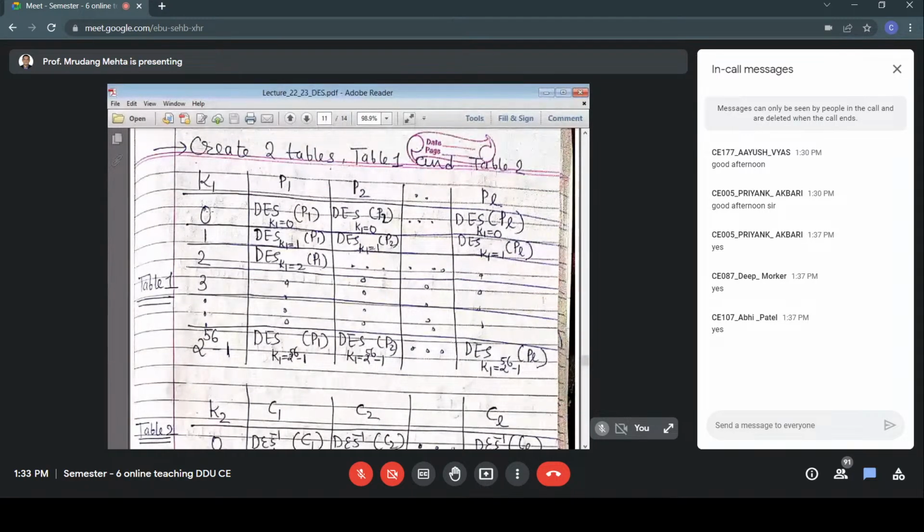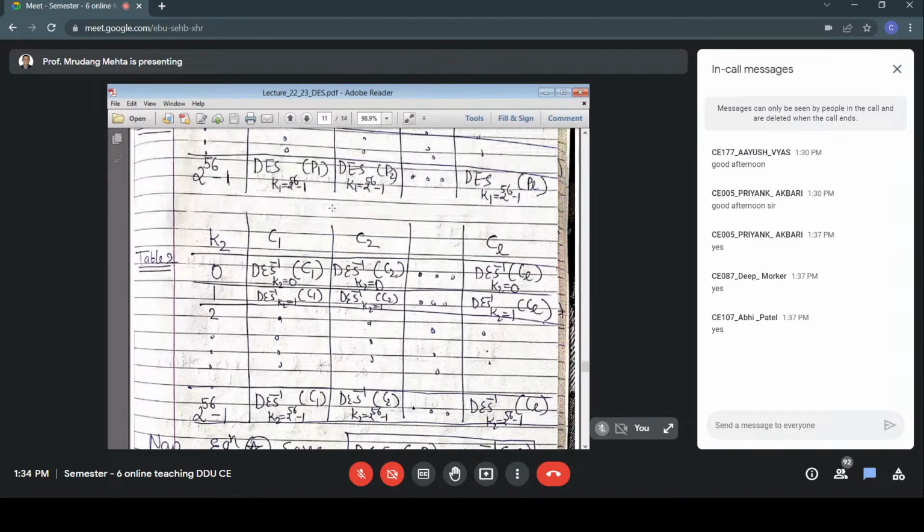we generate all possible key values, 0 to 2 raised to 56 minus 1, because the key length is 56 bit. So all possible keys of value 0 to 2 raised to 56 minus 1 are tested and encryption is done, right? So with K1 equal to 0, if we apply DES to P1, then we get this entry. So this is the encrypted text with K1 equal to 0. And this way we prepare this table, okay?